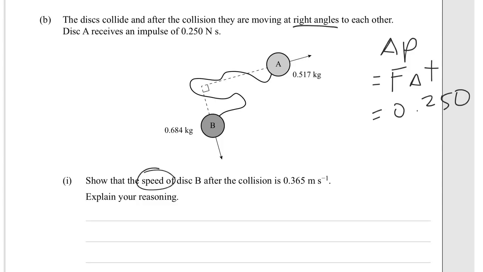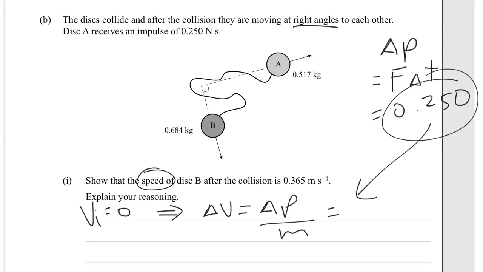We know that the initial velocity was 0, so any change in speed is going to be equal to the change in momentum divided by the mass. So very nicely here, we can just take that change in momentum and divide it by the mass of B. Was it B that we were working out? Yeah, 0.684. And then that'll give you your answer. When you're explaining your reasoning, you would be explaining that the change in momentum for B is the same as for A, therefore you can use that to calculate it.